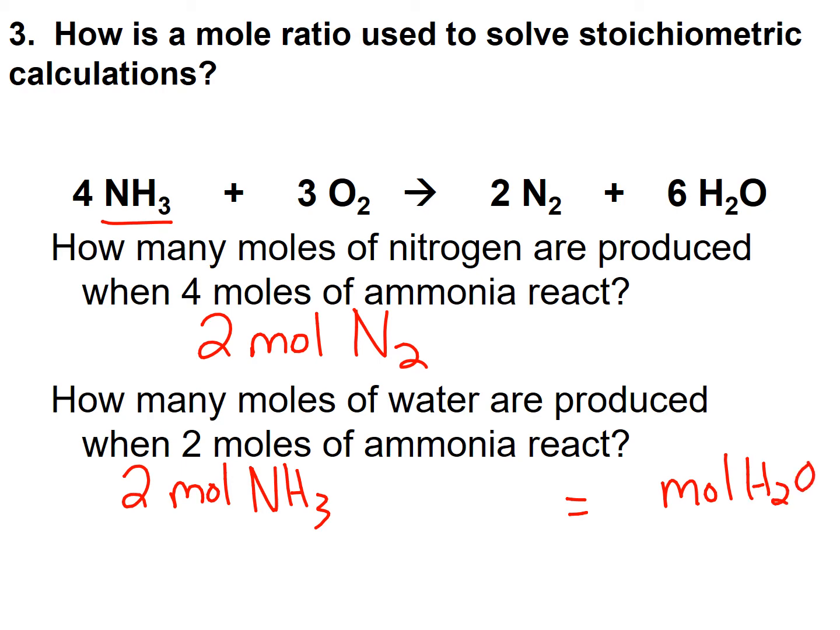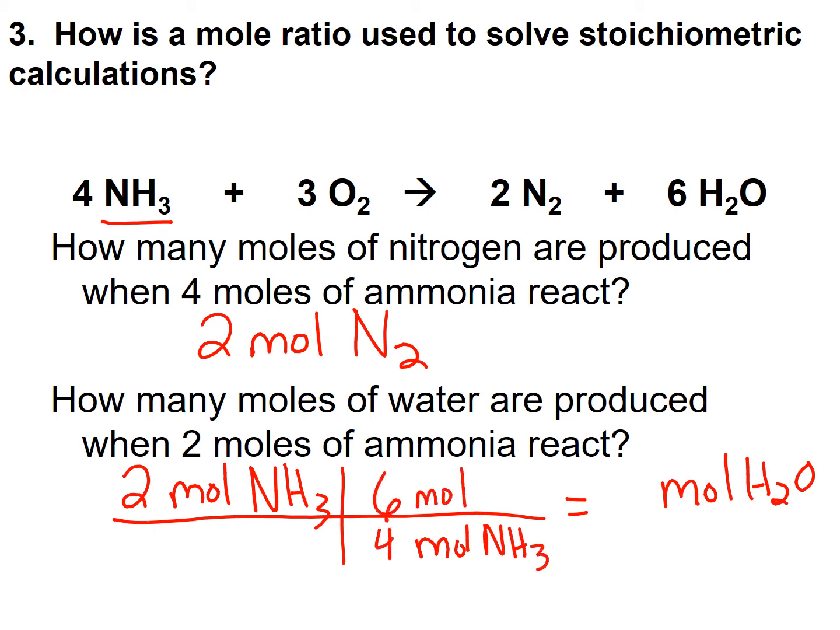Okay, so from the balanced equation, I know that for every 4 moles of ammonia, I produce 6 moles of water. Okay? So from there, I can solve and see that I'll produce 3 moles of water. This is called a mole ratio.